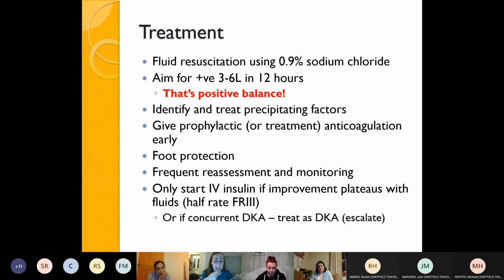And it's a fixed rate, again, just like DKA, but it's half the rate. So with DKA, it was 0.1 units per kilo per hour, so 8 units in an 80 kilogram person. With HHS, it would be half the rate of that, so it would be 0.05 units per kilo, which would be 4 units in an 80 kilogram person.